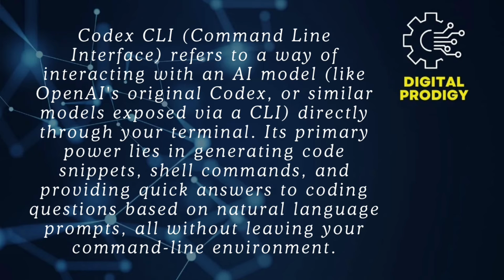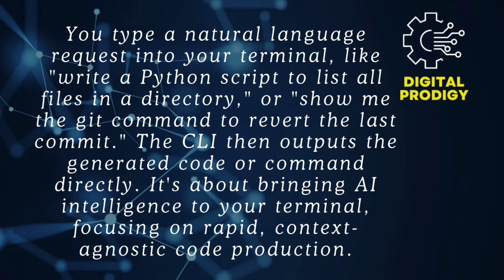Its primary power lies in generating code snippets, shell commands, and providing quick answers to coding questions based on natural language prompts, all without leaving your command line environment. So how does it work? You type a natural language request in your terminal. The CLI then outputs the generated code or command directly. It's about bringing AI intelligence to your terminal, focusing on rapid context-agnostic code creation.